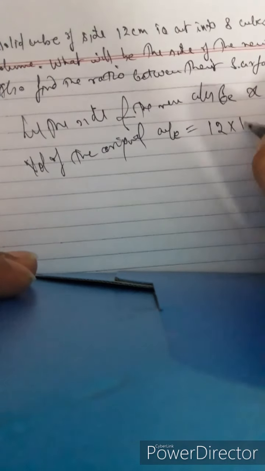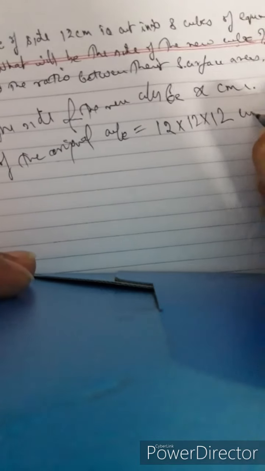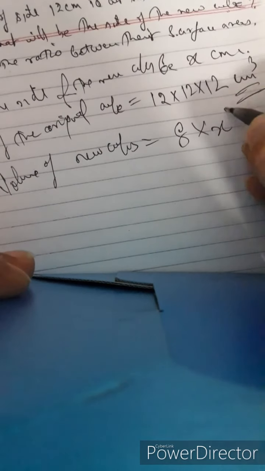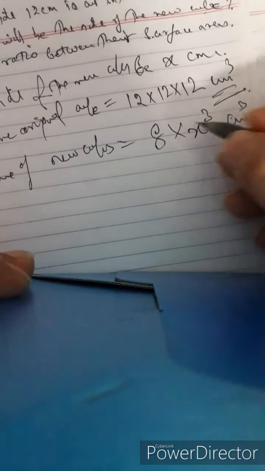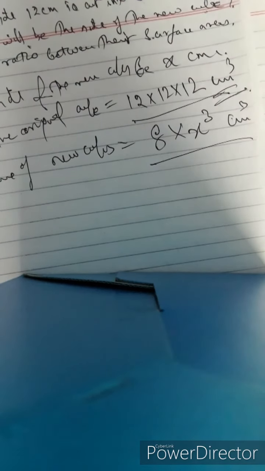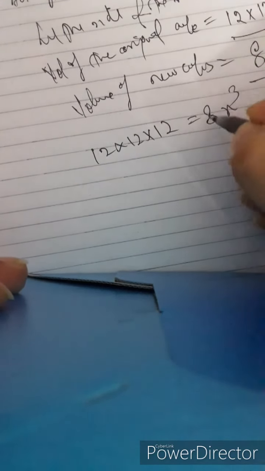12 into 12 into 12 centimeter cube. Now the total volume of new cubes, 8 cubes, is 8 into x cube. All right, so the volume of the original cube equals 8 times the new cubes formed. So 12 into 12 into 12 equals 8x cube.